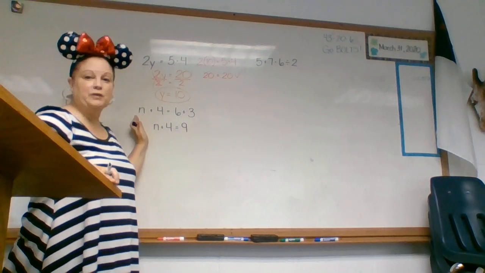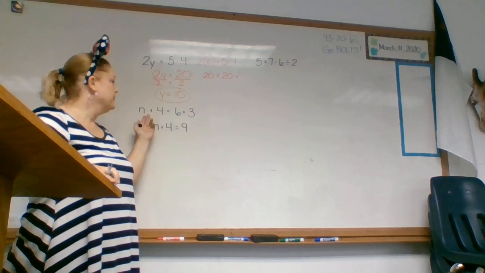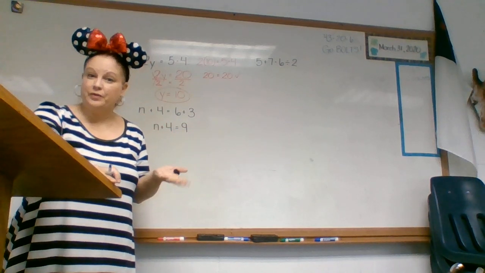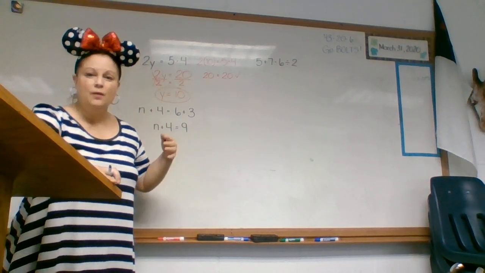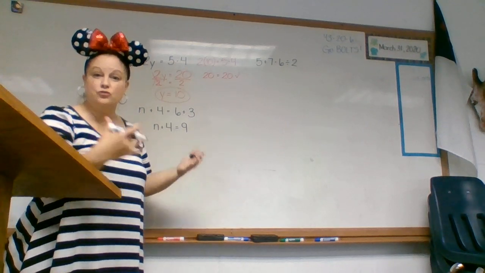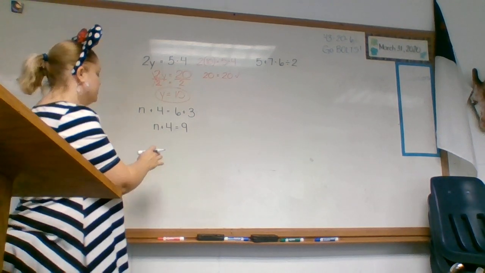Now please keep in mind that this order could switch around. We could have 6 plus 3 equals n plus 4. The variable doesn't always have to be on this side. Is it most frequently on this side? Yes, but don't freak out if they ever switch it because it's going to work the same way. You just solve the part that's not with the variable.